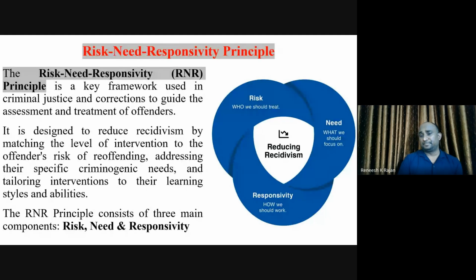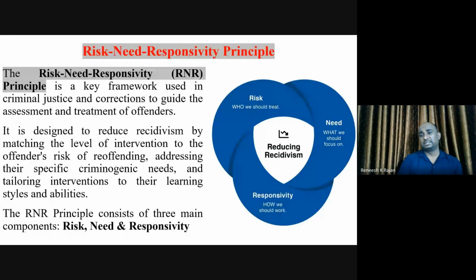The focus should be on the moderate risk offenders and high risk offenders. Low risk offenders have very low chances of committing further offenses, so we do not have to focus on them; fewer intervention programs are fine for them. But at the same time, for high risk offenders, we have to have more focus. That is what risk means here: who we should treat. Mainly we have to treat the high risk offenders. For that, we have to assess their risk, classify them, and those in the high risk category we have to give more intervention and more focused rehabilitation programs.